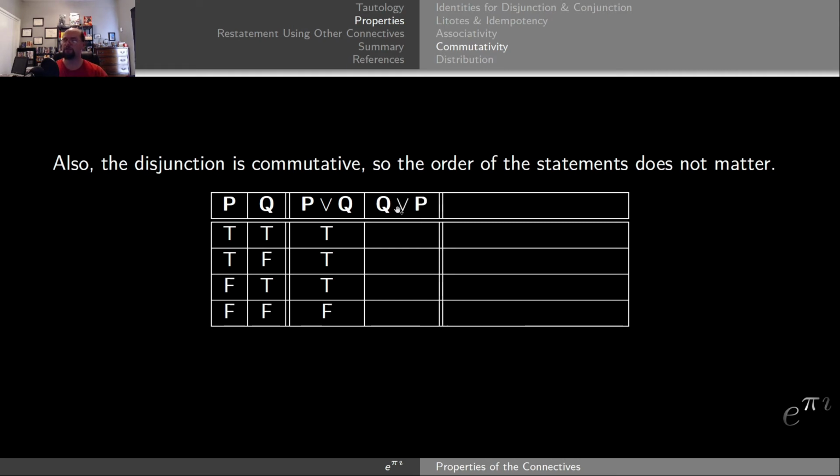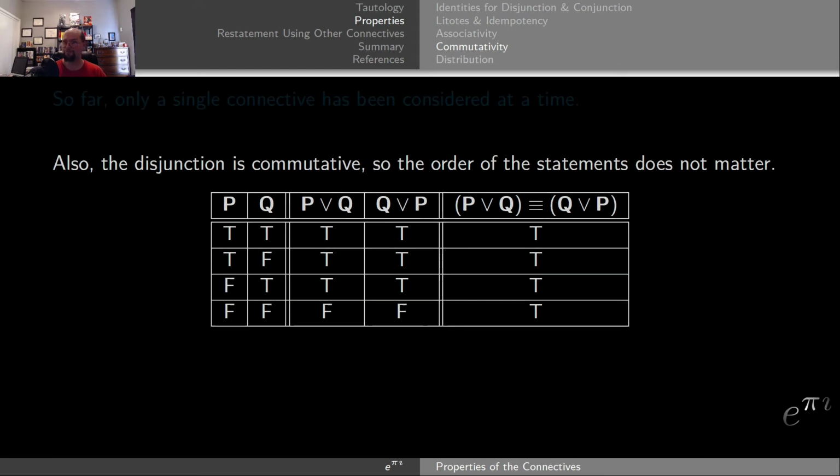On the other hand, switch the order. Remember, it is only false if both are false simultaneously. Thus, double true will give true. False true will give true. True false will give true. And double false is the only case that you get false. Notice that these two columns are identical. So if I look at the equivalence, true equivalent to true is a true statement all the way down until I get to false equivalent to false, which is also true, giving me the tautology. Hence, the disjunction is also commutative, just like the conjunction.